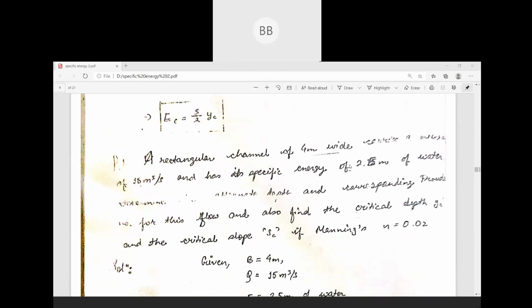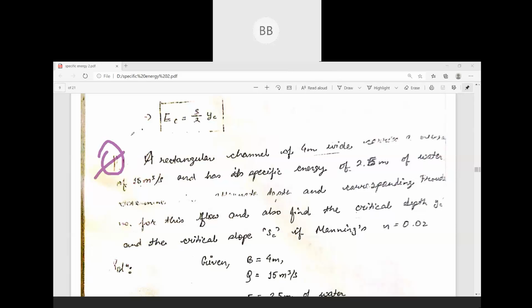Okay, good afternoon once again. So we are going to solve the first numerical related to our specific energy. This is our first numerical. Kindly write down the numerical, okay?